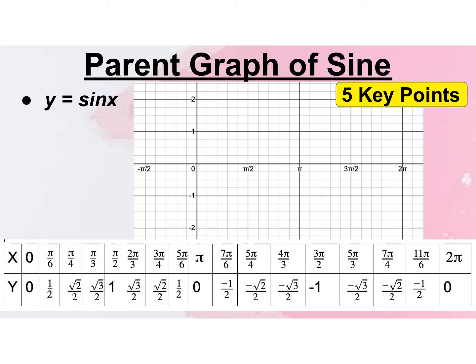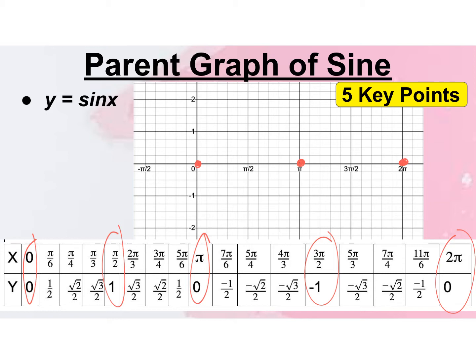So we don't need to graph all 16 points every time. We can use the 5 key points. Those are going to be my 3 x-intercepts and then the values in the middle when you cut that in half. So I'm going to go to 0. I know that my period, the full length, is 2 pi, so I'm going to put 1 there. I'm going to cut that in half, and I have another x-intercept in the middle at pi.